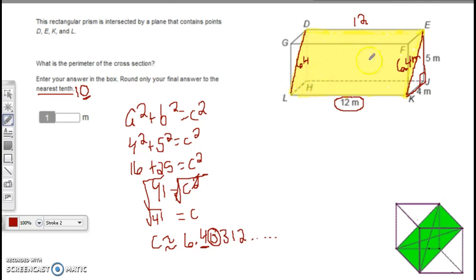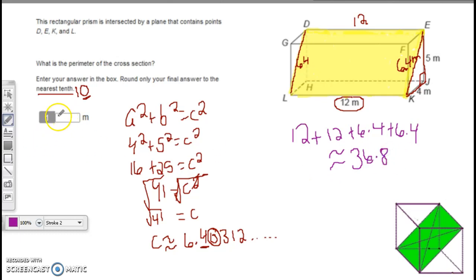So now if you want to find the perimeter, you can add up all your sides. So we could say 12 plus 12 plus 6.4 plus 6.4. I got 36.8. And that's perimeter, so that's just the regular old units. That's not units squared or units cubed.